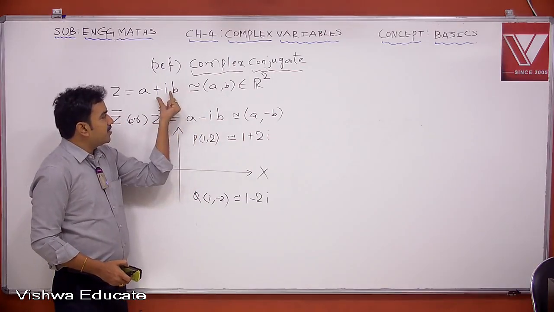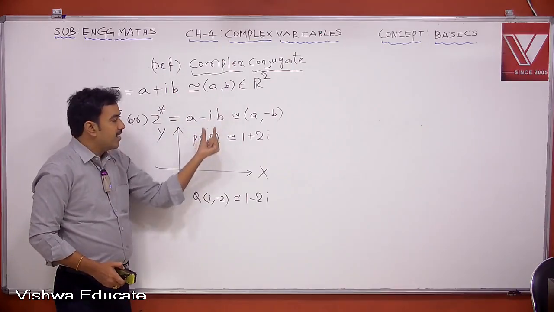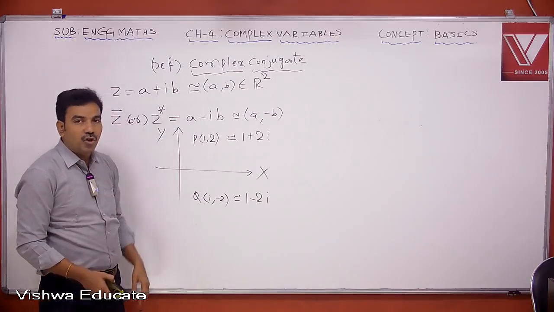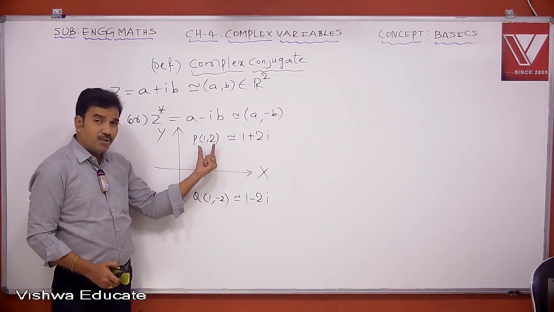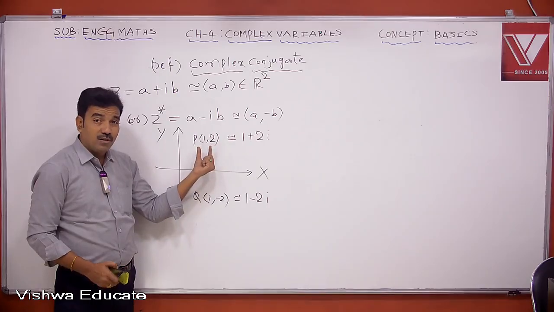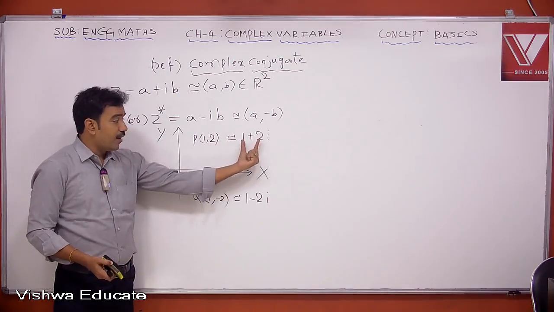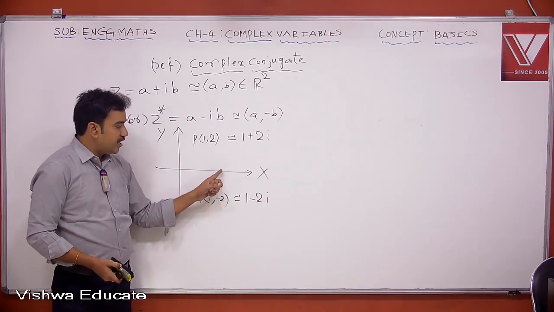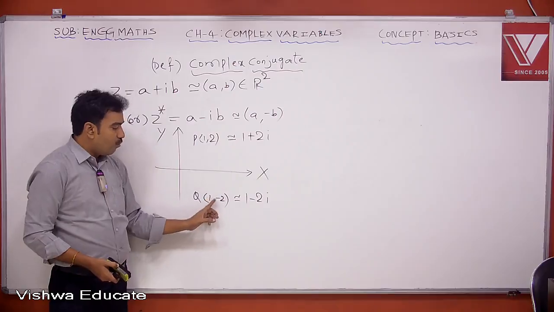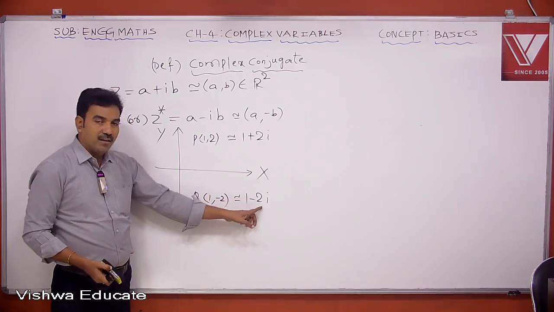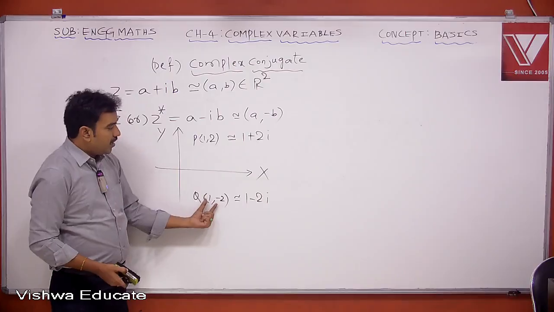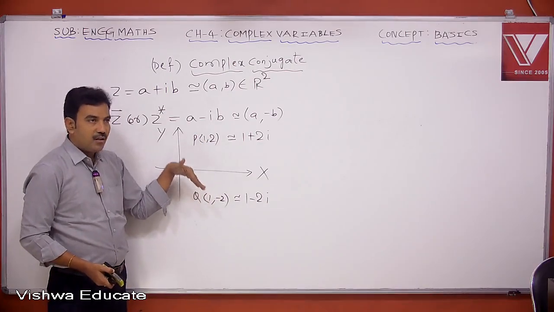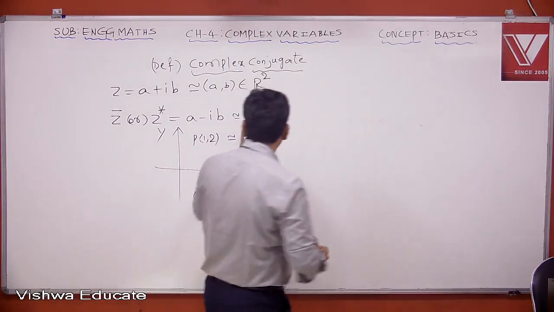If I treat this as a 2D point a comma b, then this can be again equivalent to a minus b. Now if I go for geometrical representation, suppose I have a complex number 1 comma 2, point-wise notation. That is, this is 1 plus 2i. This is the real part and this is the imaginary part. Then its equivalent reflection point is 1 comma minus 2. This is 1 minus 2i. Therefore, this point is nothing but the reflection of 1 comma 2 about the x-axis. Hope you understand this.